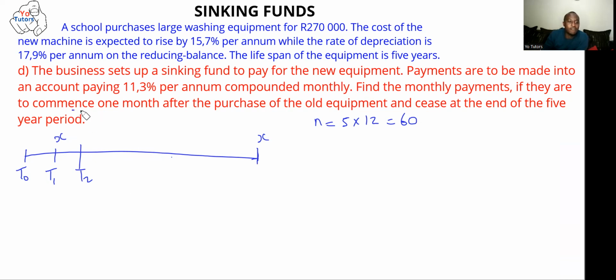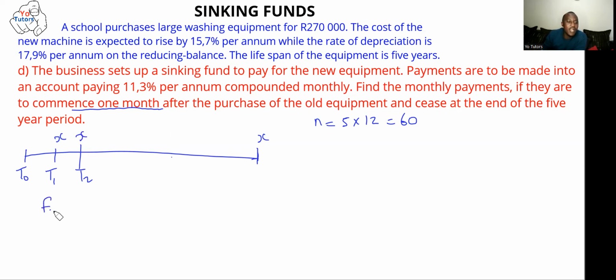So that's what matters here. If they say it immediately, we're going to put it on T0. And if you attended the second lecture, lesson 2, I think you understand what we mean now. So in this case, we are looking for X.